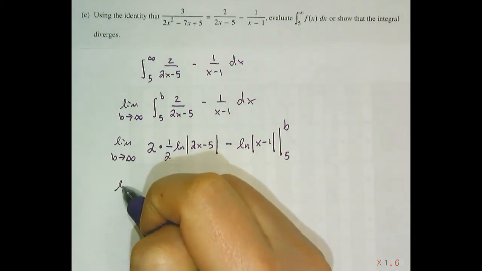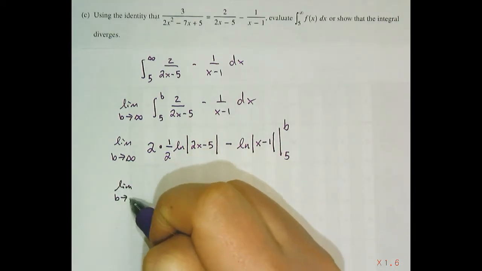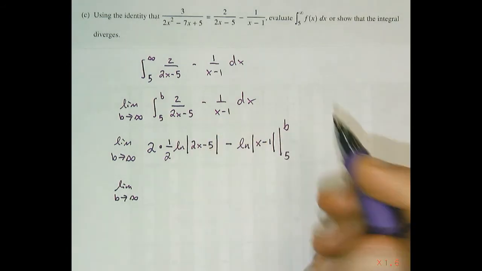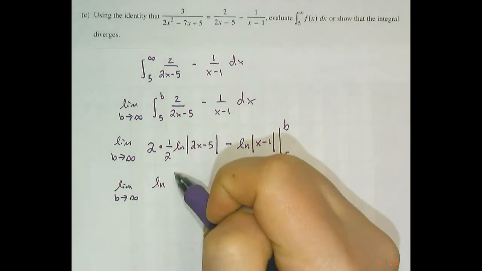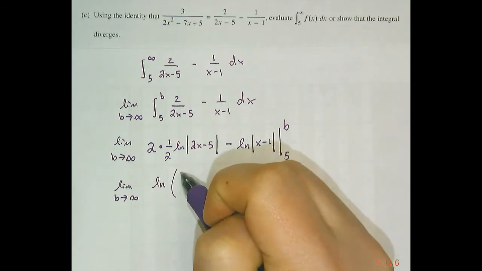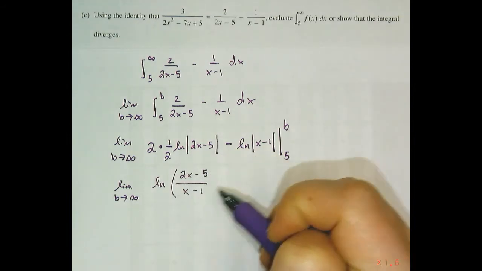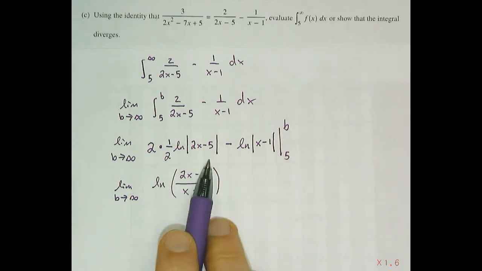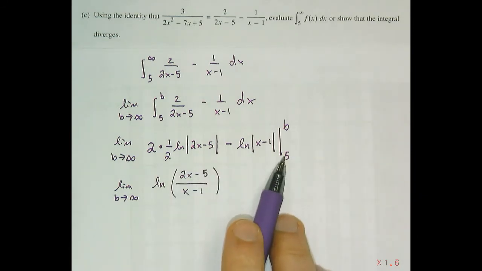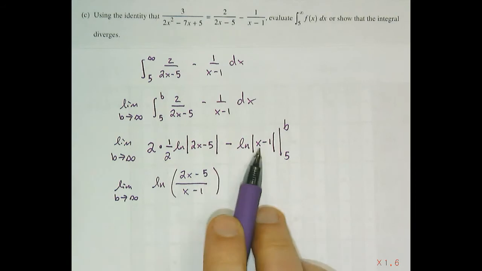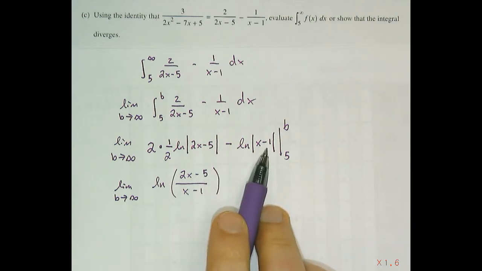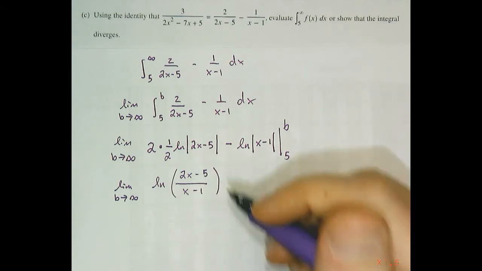Okay, cleaning this up before we get to the part of evaluations, the 2 and the 1/2 cancel, ln, and then the subtraction using log properties, we have 2x minus 5 over x minus 1. And at this point, the absolute value can be dropped because for all numbers in the interval 5 to infinity, those arguments would be positive.